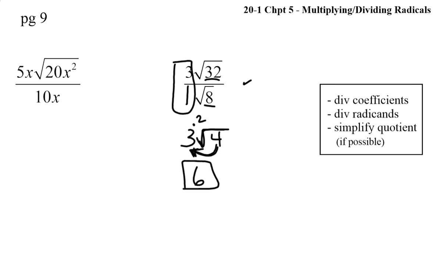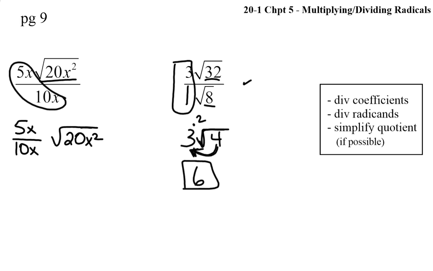Now this other one, though, we have to be careful because when we divide the coefficients, we have 5x divided by 10x, and then our root 20x squared isn't being divided by anything, so we just have root 20x squared still. There is nothing there to work with, to divide by. It's just a root 20x squared. But when we divide, x divided by x, those just cancel each other out. We're left with 5 divided by 10.